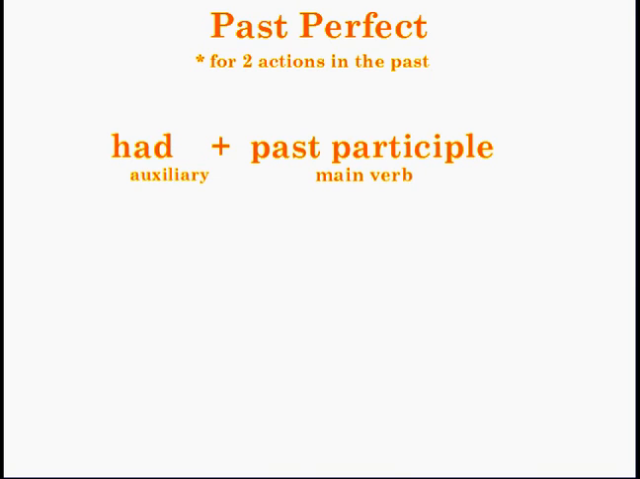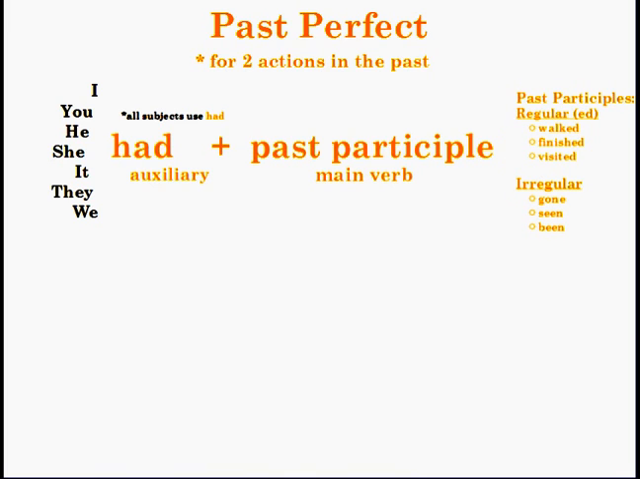Now, let's remind ourselves of what subjects use the auxiliary had. Well, all of the subjects use had, right? So remember that in the past perfect, all my subjects are going to use had for the auxiliary verb. I had, you had, he had, she had, it had, they had, we had. All the subjects use had. Now, let's remind ourselves what is essentially a past participle. Well, remember the past participles can be regular, and they end in ed. So, for example, walked, finished, and visited. Those are all types of past participles that I can use in the past perfect, right?